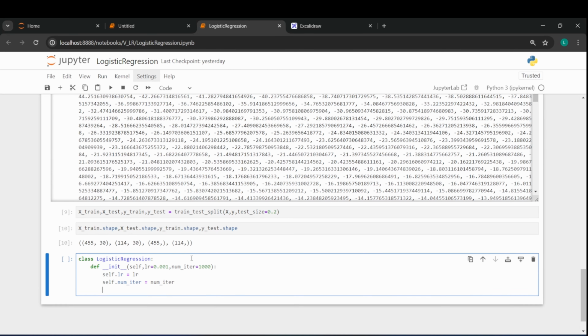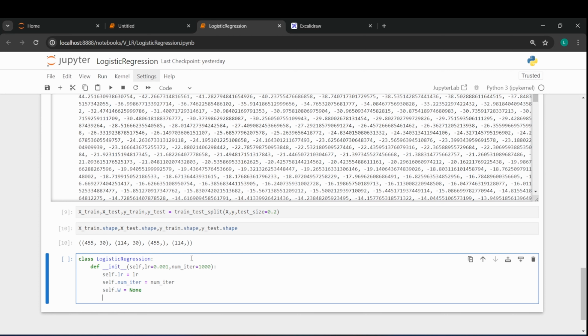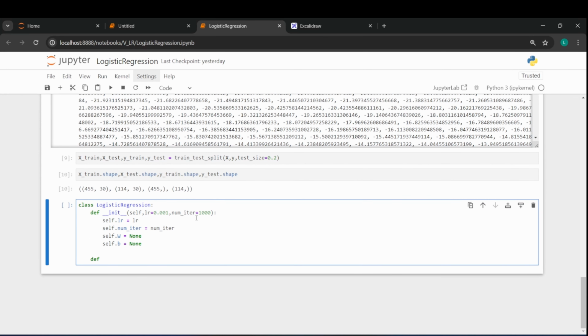Let's also declare the weight values and bias value here, and for now let's give them a value of None. Later we will initialize them with 0. Now let's implement the fit function.